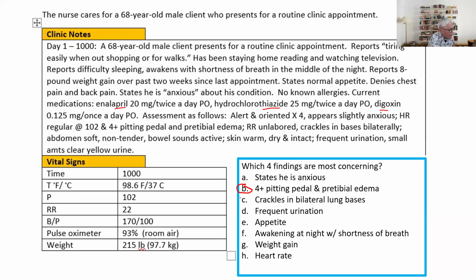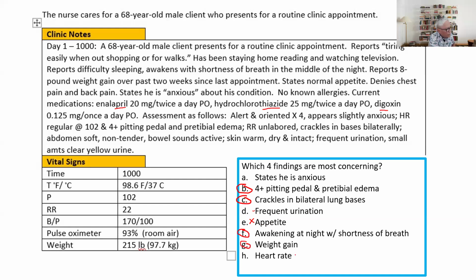Definitely crackles in bilateral lung bases. Now, frequent urination may be, and the appetite, what did we say about the appetite? Normal appetite. So this does not have to be a concerning finding. But awakening at night with shortness of breath, is this a manifestation of worsening heart failure? It certainly does. And the weight gain is also a manifestation of increasing heart failure.